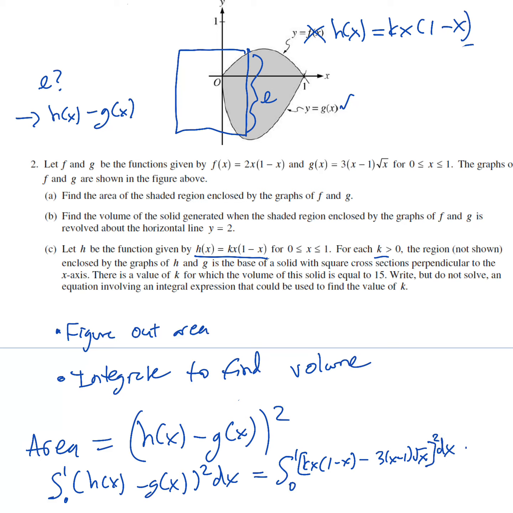And then we're asked to write but not solve an equation involving an integral expression that could be used to find the value of k. So to find the value of k, we could just set this equal to 15, because this expression would equal 15 if our volume was 15. So that's our answer, that's our expression. We don't have to solve it, and we're done.